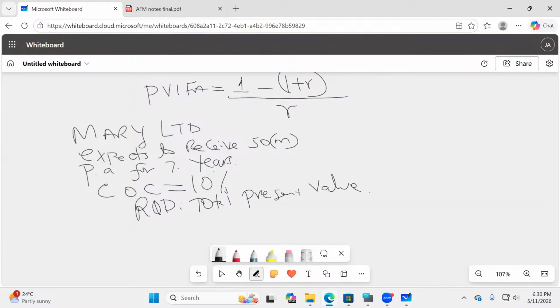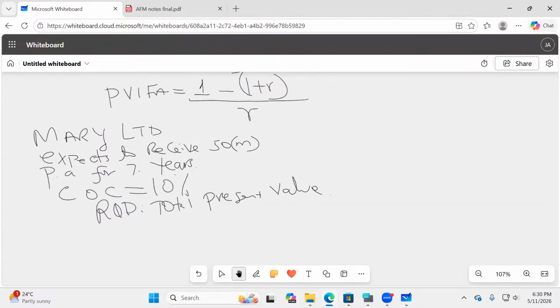And the cost of capital is 10% required. They want us to give them the total present value. This is really easy. I'm 100% sure that all of us shall be able to handle this very well. I'm just doing it because I simply feel like doing it. Otherwise, I would have left you to do it. So how do we get this total present value?